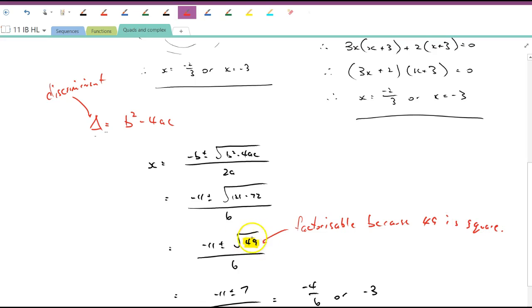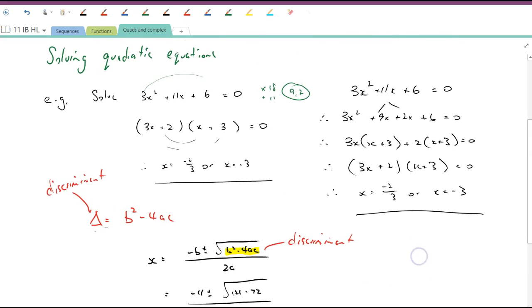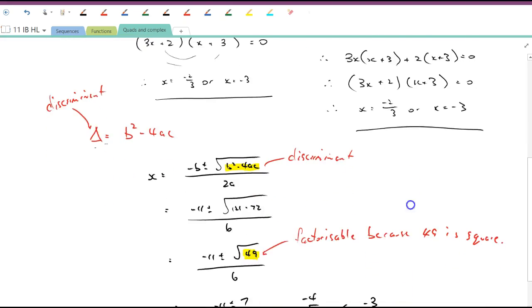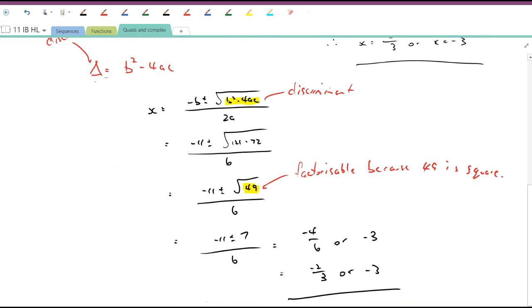Okay, and actually the value of this here, this b squared minus 4ac, is known as the discriminant. And its value tells us the nature of the solution. So in this case, because it's a square number, it tells us it's going to not only be real solutions but rational solutions. So we can go in there and calculate the discriminant, just b squared minus 4ac, and we can tell if it's a square number, we can factorize. So often we want to know if we can factorize. It's a quick way of doing it.